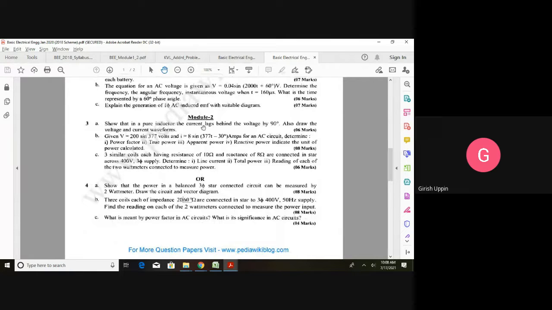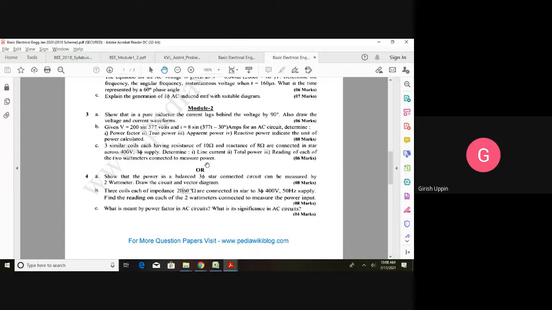Show that in a pure inductor, the current lags behind the voltage. Same, this is for 6 marks. And again, we have two problems here. Okay, total 14 marks for the problem. Show that the power in a balanced three-phase star connected circuit can be measured by the 2 wattmeter method. So this is again a 2 wattmeter problem we have.